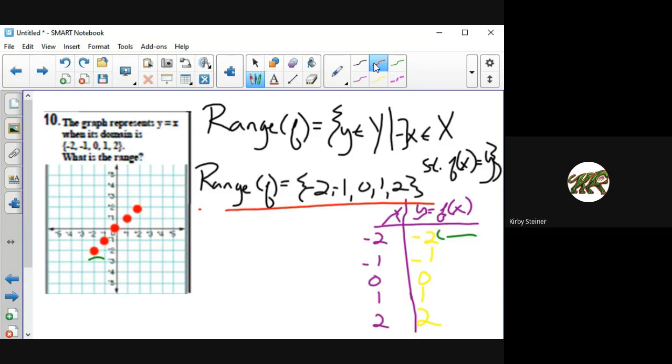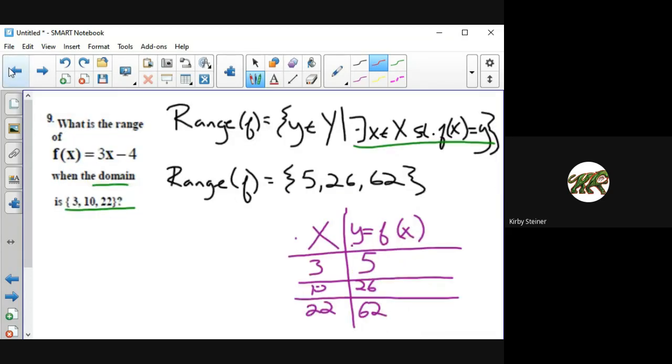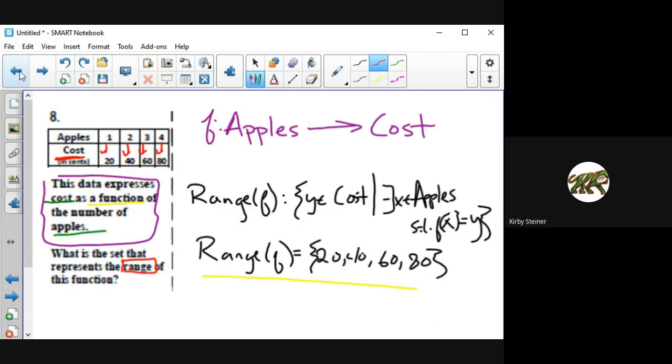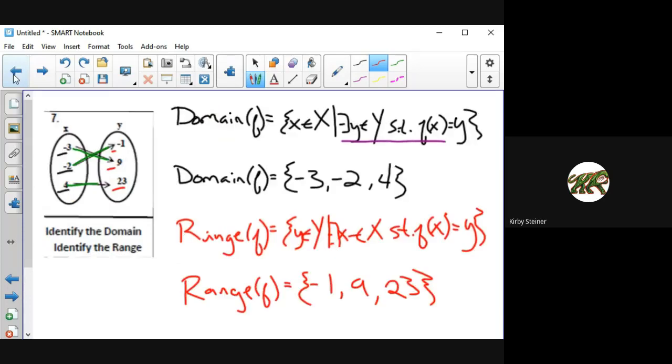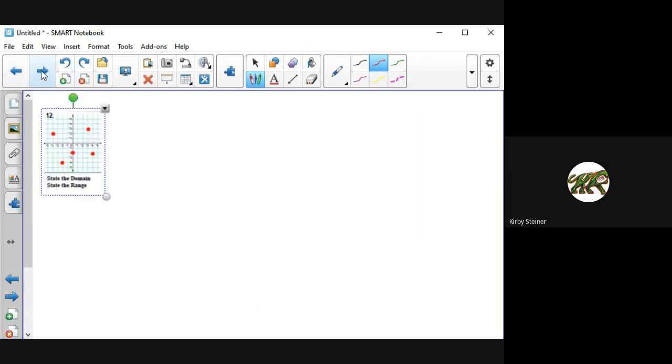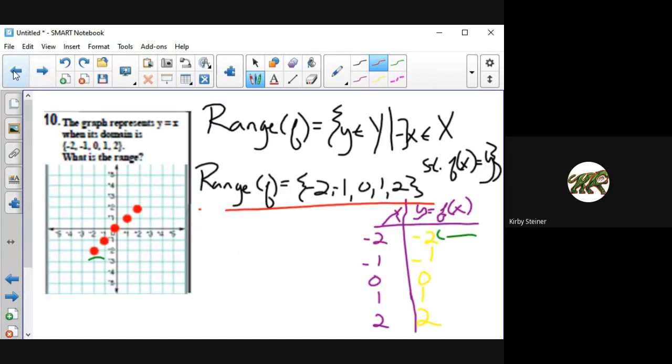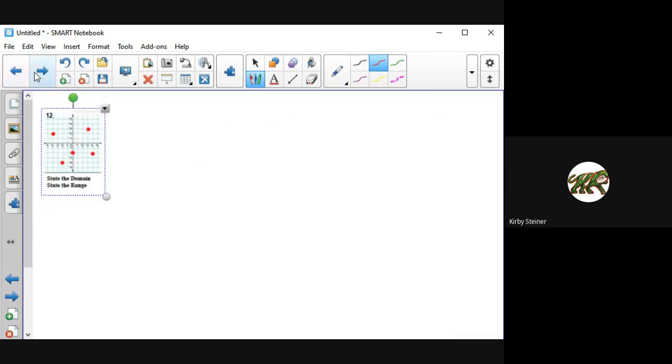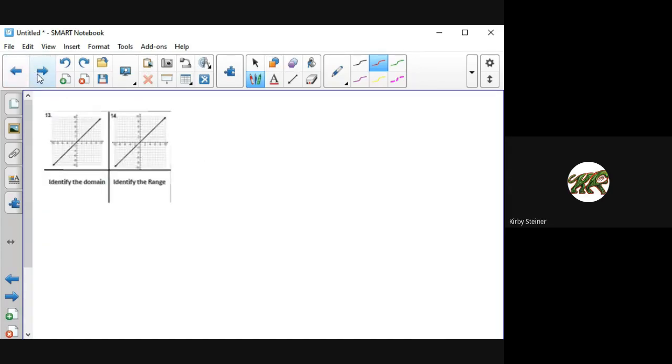So we've seen how we can make tables. In these two problems, we can make tables to find the range. Number 8 also uses a table. We can see how we can use these maps between sets to find the range. So we have maps between sets, we have tables. Now I'm going to skip this problem because it's essentially the same as this one. I'm going to look at these two here.